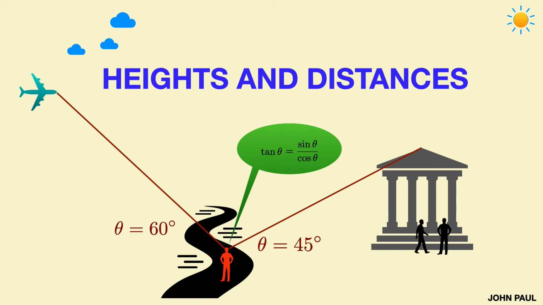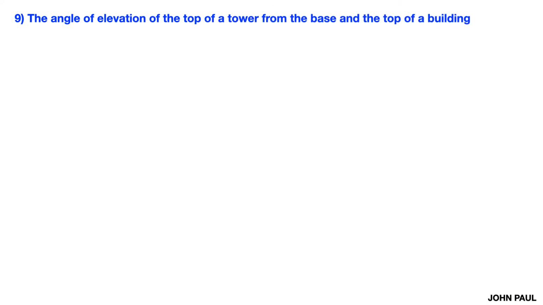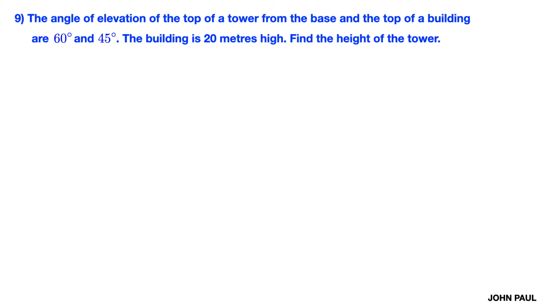Heights and distances. The angle of elevation of the top of the tower from the base and the top of a building are 60° and 45°. The building is 20 meters high. Find the height of the tower.